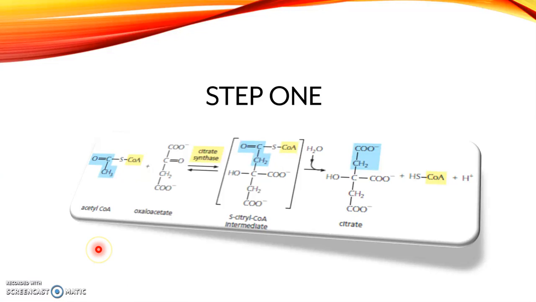In step 1, the enzyme removes a proton from the methyl group on acetyl-CoA, and the negatively charged CH2 forms a bond to a carbonyl-carbon on oxaloacetate. The subsequent loss by hydrolysis of coenzyme A drives the reaction strongly forward. The end product of this reaction is citrate.